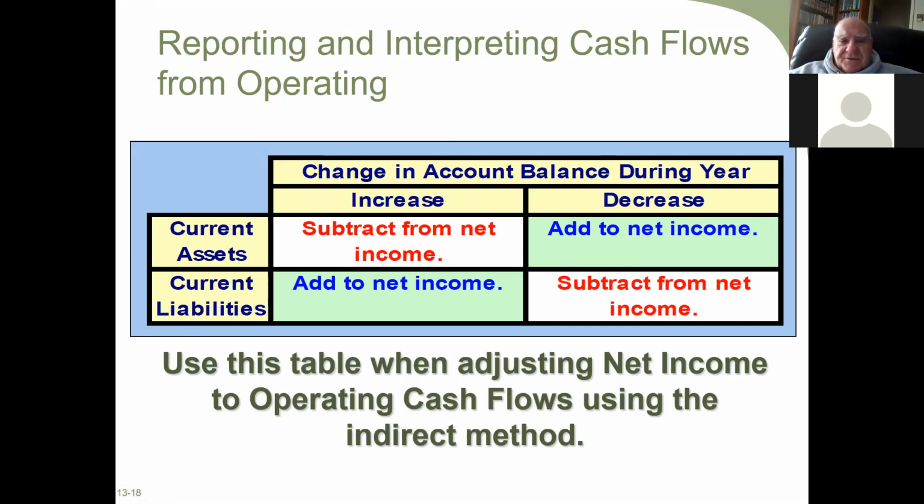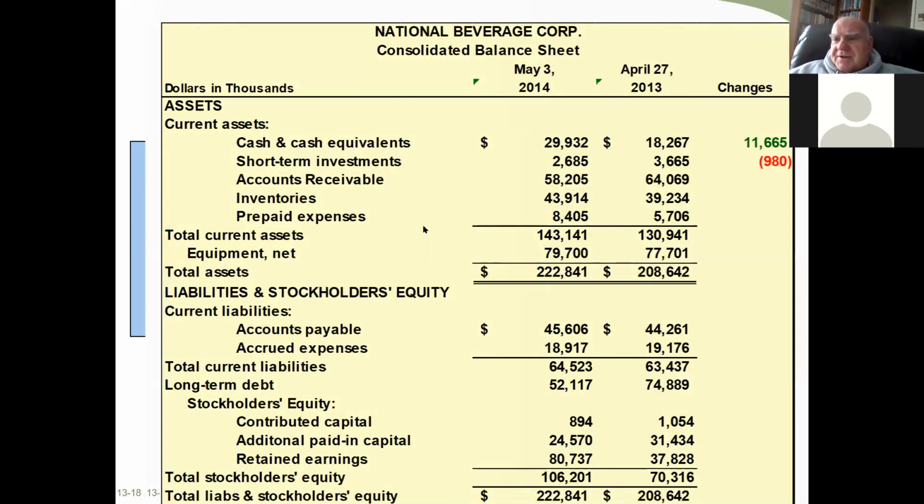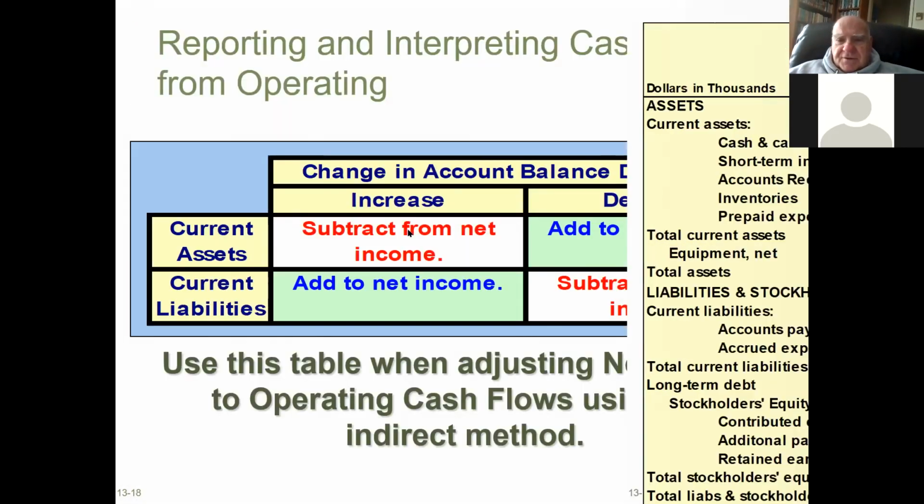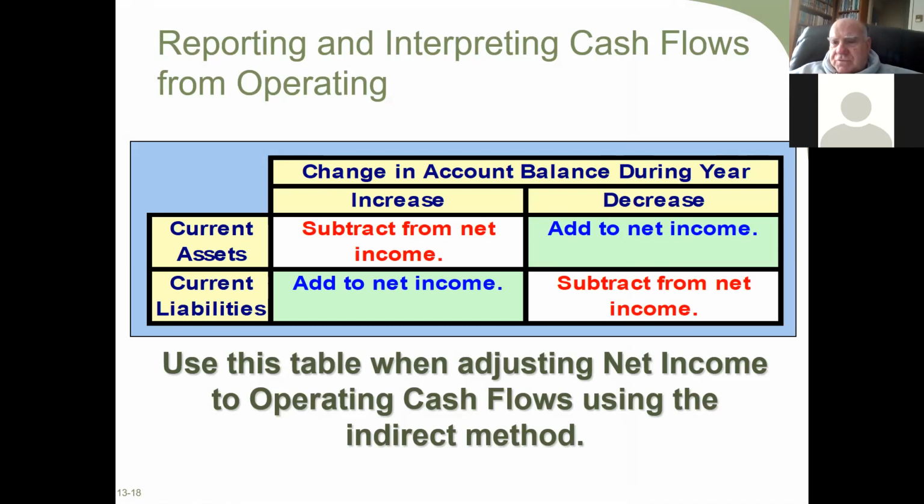And the reason is because an asset can only go up if you buy something, right? So an asset going up is a negative cash flow. So think about it in terms of accounts receivable. If accounts receivable went up, you didn't receive any cash in that transaction. You're trusting this customer to pay you later. That's a negative. I'm so sorry, guys. That's a negative cash flow. Think of it this way.